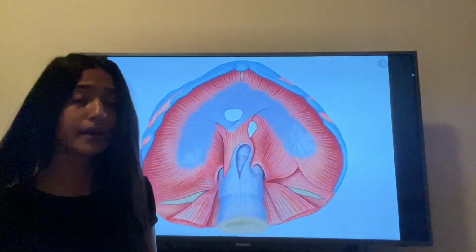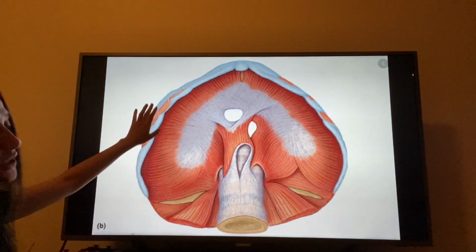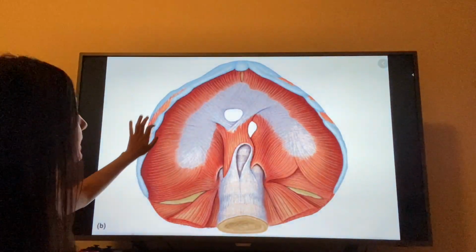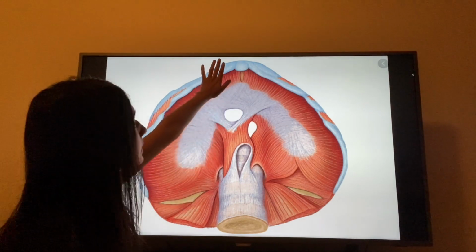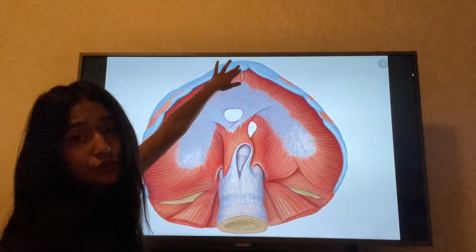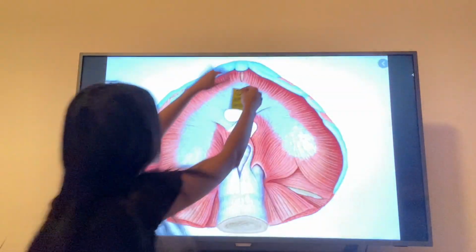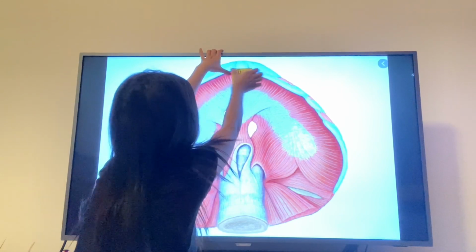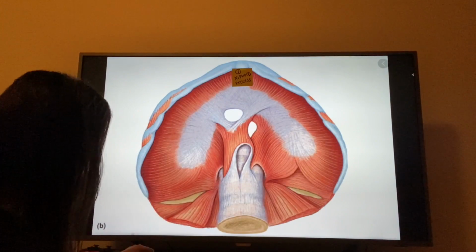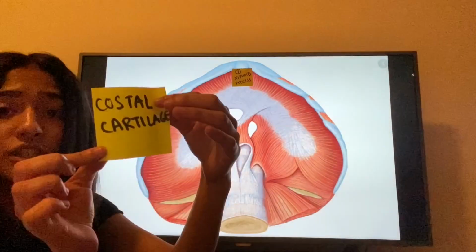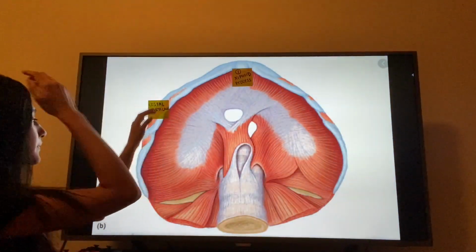Now, moving on. Here is a picture of the diaphragm, and let's begin to label it. First, I would start with the attachments of the diaphragm. Let's start with the anterior attachment. The diaphragm anteriorly is attached to a part of the sternum called the xiphoid process. Here goes the xiphoid process. On the margins, it's connected to the costal cartilages. Here go the costal cartilages.